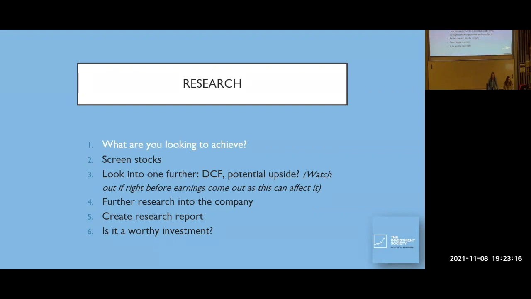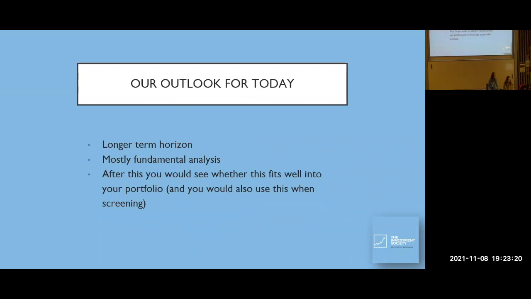So first of all, we're going to be talking about the first point, which is what are you looking to achieve? So our outlook for today in particular is a longer term horizon. So we're focusing mostly on fundamental analysis, but we're also mentioning a little bit about technical analysis, which I was mentioning earlier. After this, you're going to be looking at whether or not this fits into your portfolio nicely and how it will do this.